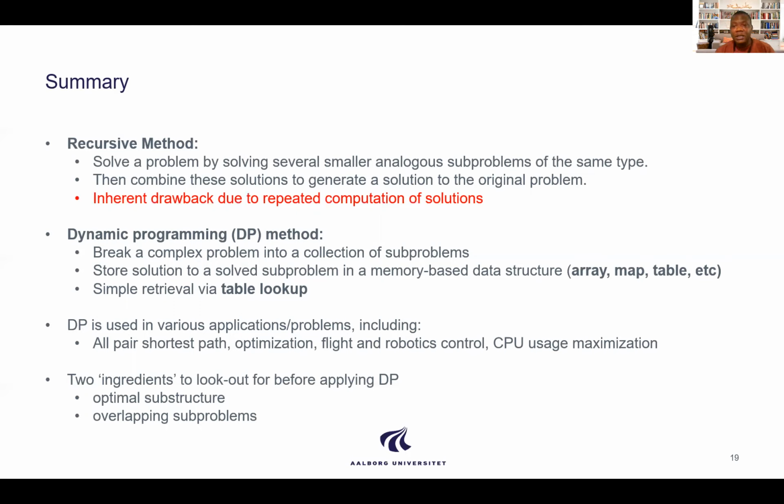This approach is used in several places. For example, you have a graph and you would like to find all pairs of shortest paths. You want to solve an optimization problem, as we have seen. This is also used in flight control and robotics control and all that. Another very useful example, especially for computer scientists and engineers, is the maximization of usage of the central processing unit and all that, right? So what do I need to check before applying dynamic programming to my problem? Two things that you need to bear in mind: optimal substructure, and the idea of having overlapping problems.